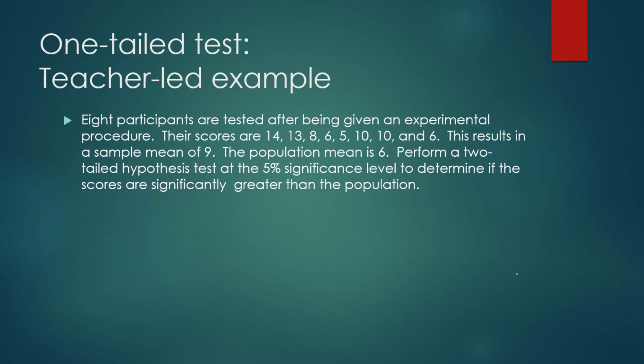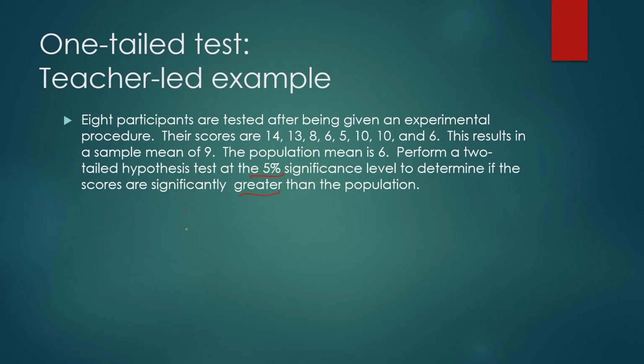So here's our teacher-led example. This is the same example from earlier on, so it makes it a little bit easier. We don't have to do a whole bunch of calculations. So the thing that we need to pull out is, what is our hypothesis? We need to talk about that, because it's going to be different than our hypothesis for our two-tailed test. So we see here that our significance level is 5% and that the scores are greater than.